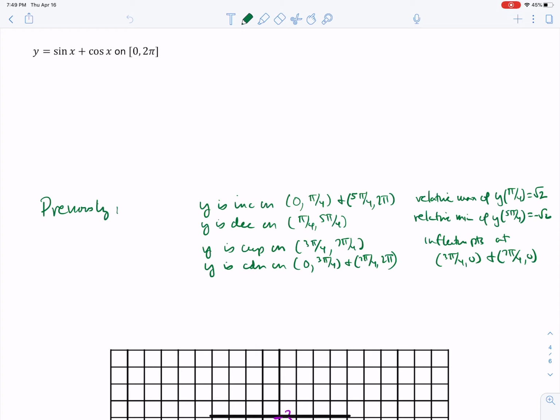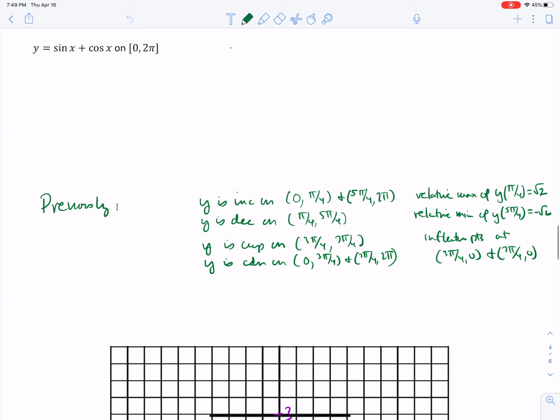So our next function is y equals sine x plus cosine x, and we're only going to graph this on the interval from 0 to 2 pi. And so again, sine and cosine are defined everywhere, and so our domain is going to be the entire interval from 0 to 2 pi. We don't have to worry about anything there. And we don't have to worry about behavior as x goes to plus or minus infinity either, but we do need to talk about intercepts.